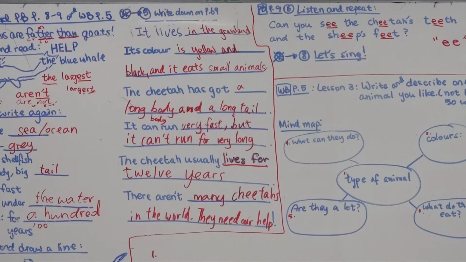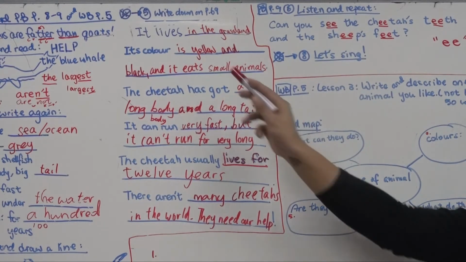So number 1, again, it lives in the grassland. I-N space T-H-E space, then one word: G-R-A-S-S-L-A-N-D. Grassland. Number 2, its color. What color is it? Its color is yellow and black. It is yellow, Y-E-L-L-O-W, and black, B-L-A-C-K. Don't forget the comma, because here we're talking about color.